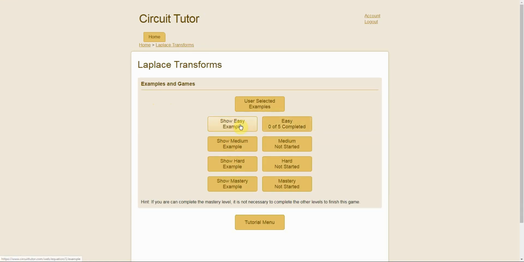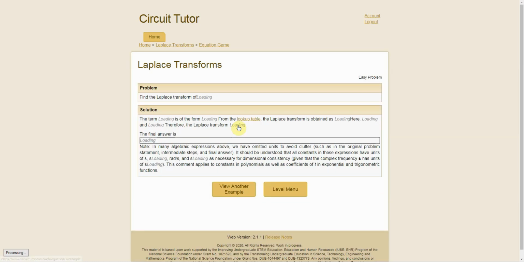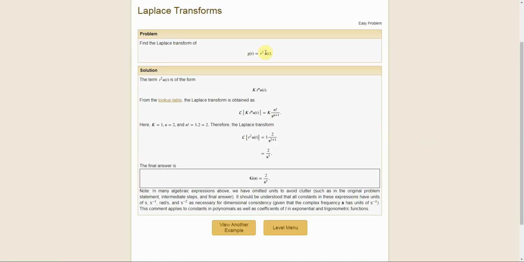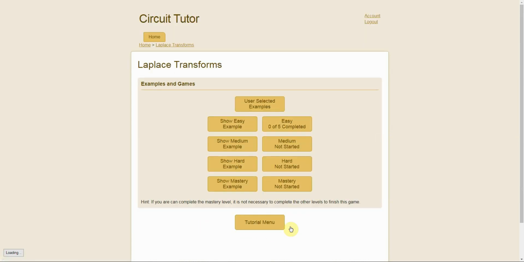So I'm going to show you now the easy level, and there's 5 different problems on that level, so I'm going to show you an example of each. Again, looking at the examples would be a great idea. Here it shows you how to do, for example, t squared u of t. Takes you through all the detailed steps in doing that. And so it's a good idea to look at some of those before you start as needed. Okay, so let's begin an easy level problem.